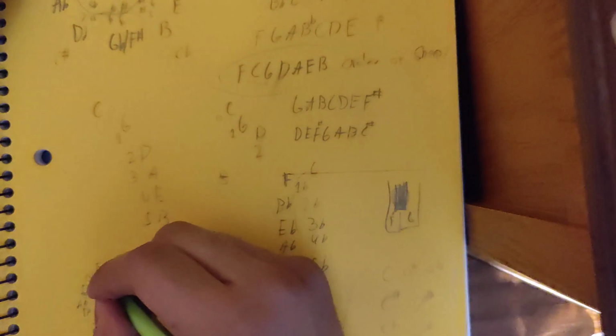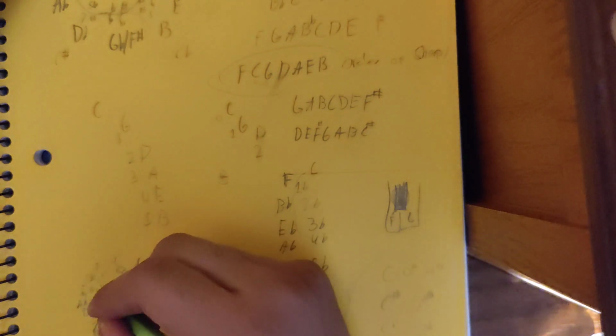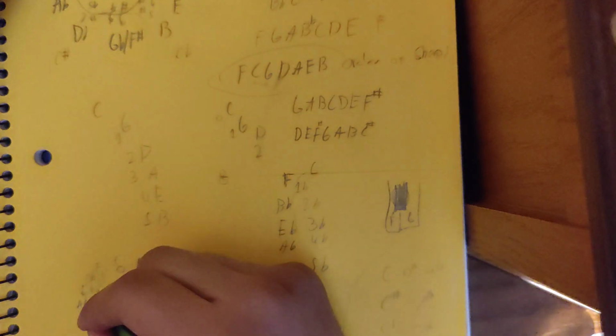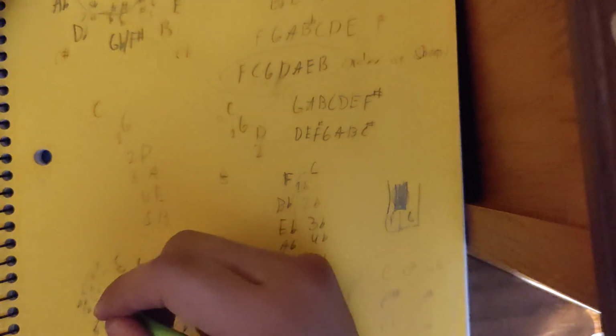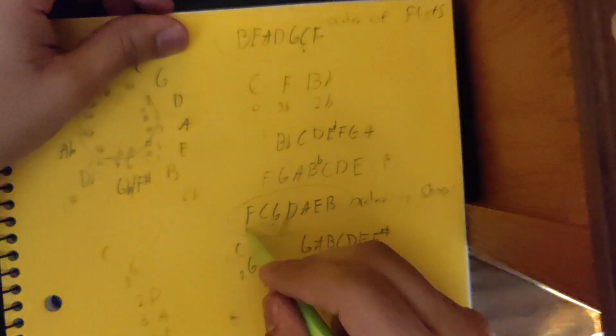Anywho, so 1 flat, F major has 1 flat, B flat major has 2 flats, E flat major has 3 flats, A flat major has 4 flats, D flat major has 5 flats. And this is it. And you know the keys, and you know which notes are going to be flat or sharp by, again, BEAD Greatest Common Factor, or F C G D A E B, starting from left to right.